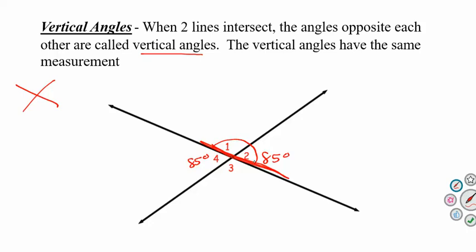Well, you know that angle 2 is 85, so you simply subtract 180 minus 85, and that would give you 95. So that means angle 1 is a 95-degree angle. If you know 1, then you also know its vertical angle here, which would be angle 3, so this is also 95 degrees, okay? All right, let's do another example here.